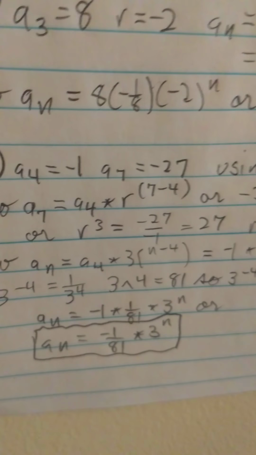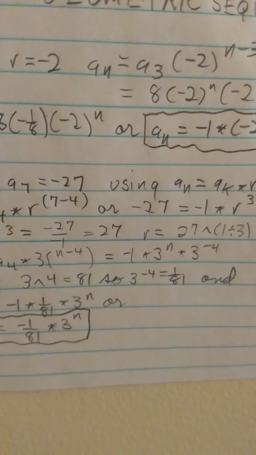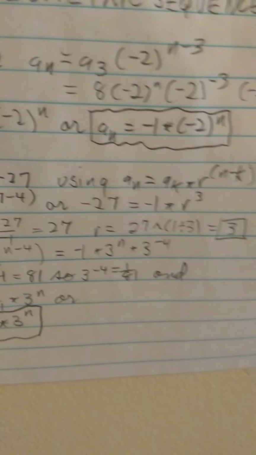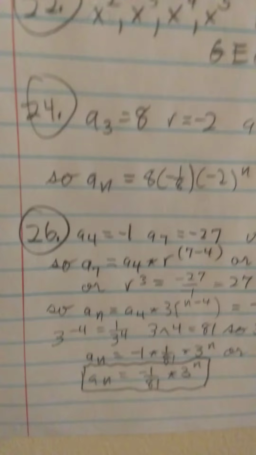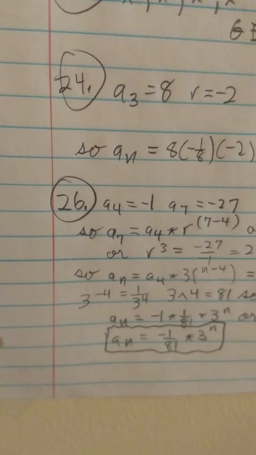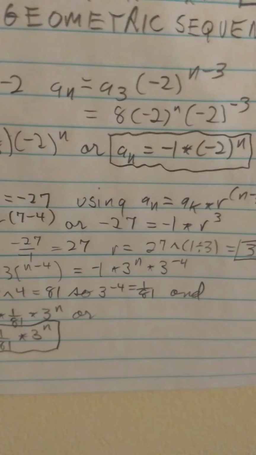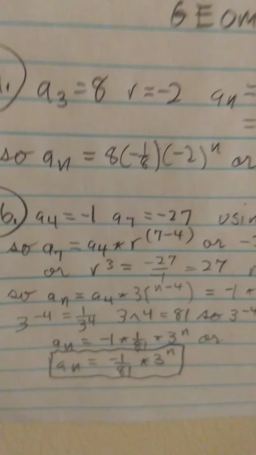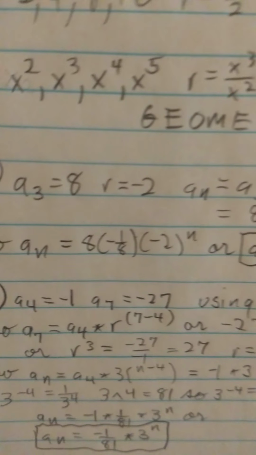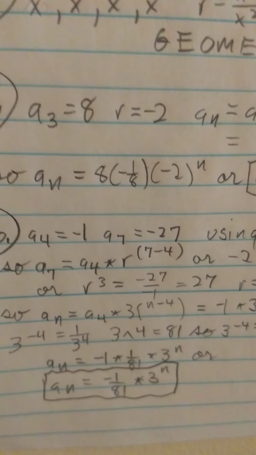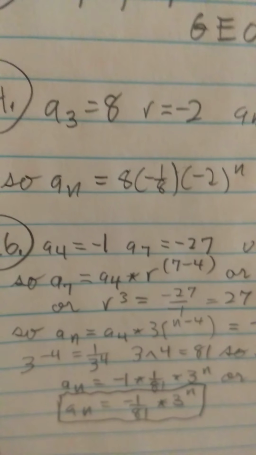So a sub n is equal to 3 to the n minus 4, and again we're going to have to deal with the 3 to the minus 4. The rest is easy. So let's see how we can deal with 3 to the minus 4 as 1 over 3 to the 4, and on a fraction like that, we should get 3 to the power 4 first, which is 81. So 3 to the minus 4 is 1 over 81, and a sub n is equal to a sub 4, which is negative 1, times 1 over 81 times 3 to the n, or negative 1 over 81 times 3 to the n.